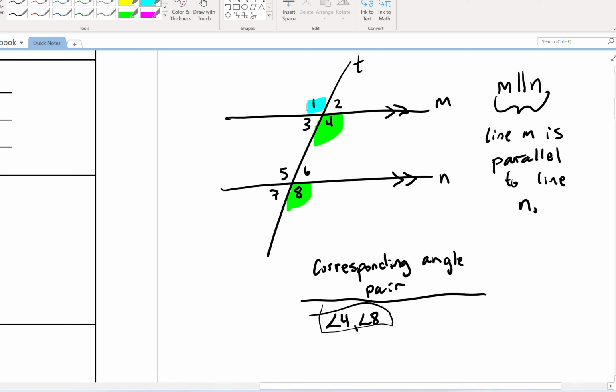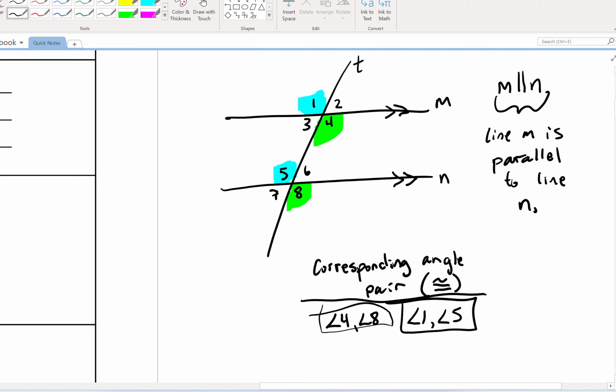Angle 4 and angle 8 are one of the pairs. Up and to the left, 1 and 5. Those are corresponding angles. They're both up and to the left of that vertex, the point in the middle. So angle 1 and angle 5 are corresponding angles. And by the way, all of these are congruent, which means their angle measures are the same.